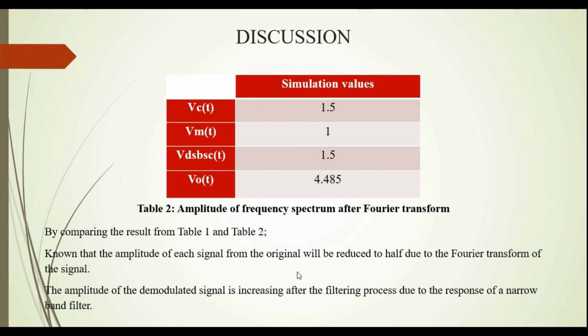And we will compare the results from table 1 and table 2. Here's table 2, indicating the amplitude of the frequency spectrum after the Fourier transform. Note that the amplitude of each signal from the original will reduce to half due to the Fourier transform of the signal. The amplitude of the demodulated signal is increasing after the filtering process due to the response of the narrow band.